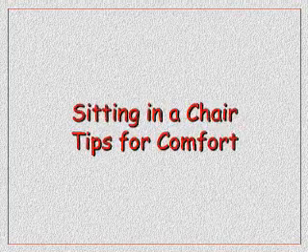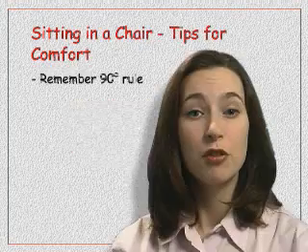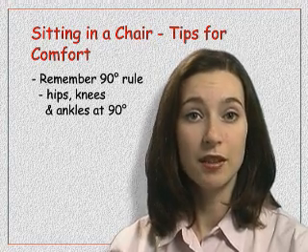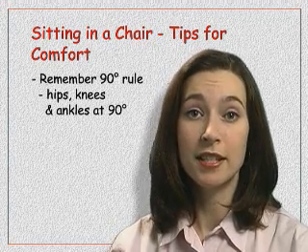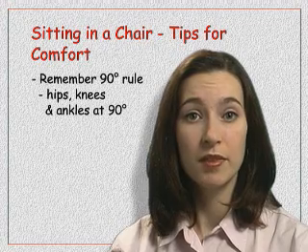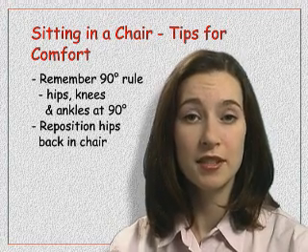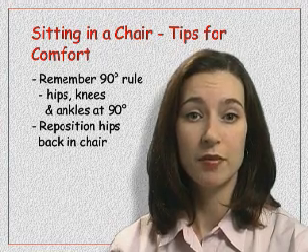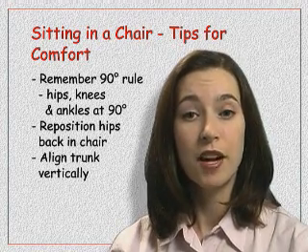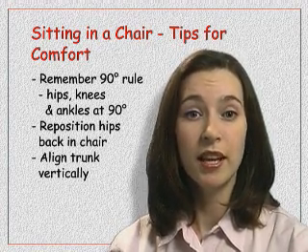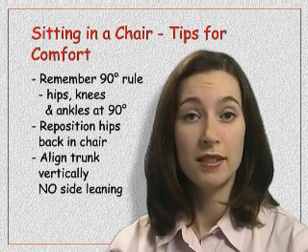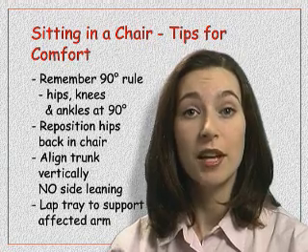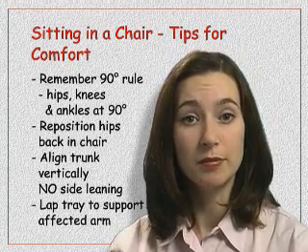To position a stroke survivor in a wheelchair, remember the 90-degree rule. Hips, knees, and ankles should all be positioned at 90 degrees if possible. Remind and/or assist the survivor to reposition their hips back in the chair regularly. Ensure that the stroke survivor's trunk is aligned vertically, not allowing them to lean to one side. Use a lap tray to support the affected arm if available, or a pillow.